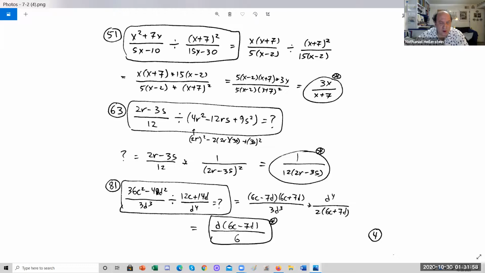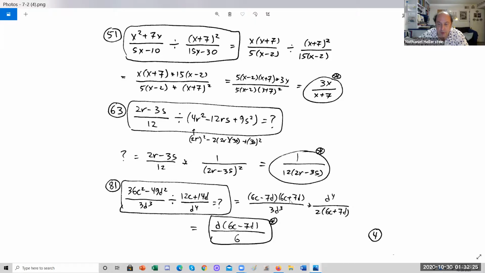(36c squared minus 49d squared) over 3d cubed divided by (12c plus 14d) over d to the fourth. All right, now this is a difference of squares. So it's (6c minus 7d) times (6c plus 7d) over 3d squared. This we write upside down, d to the fourth over, well, this factors into twice (6c plus 7d).